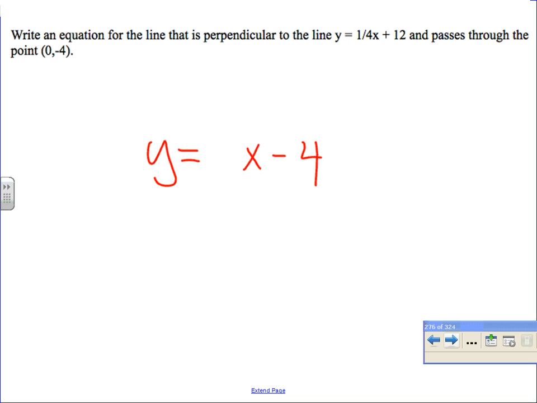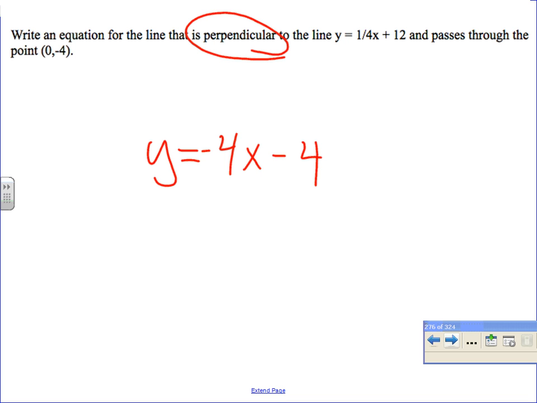Close? Perpendicular. What do you know about the slope for perpendicular lines? Opposite reciprocal. So Joseph, what's the opposite reciprocal of 1/4? Good. So flip it, change the sign. So y equals -4x minus 4.